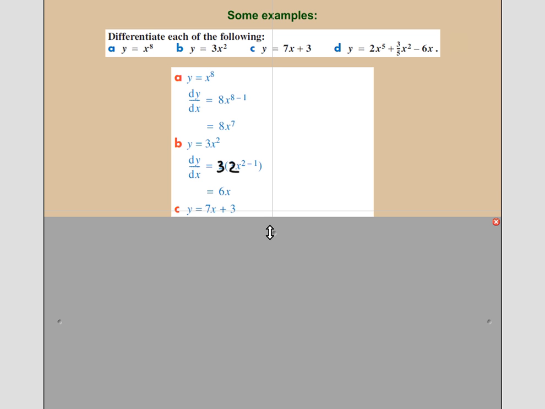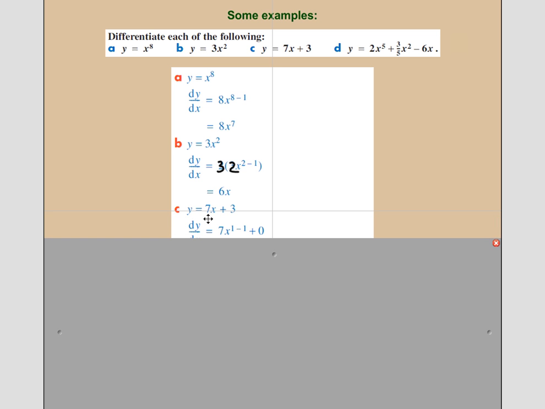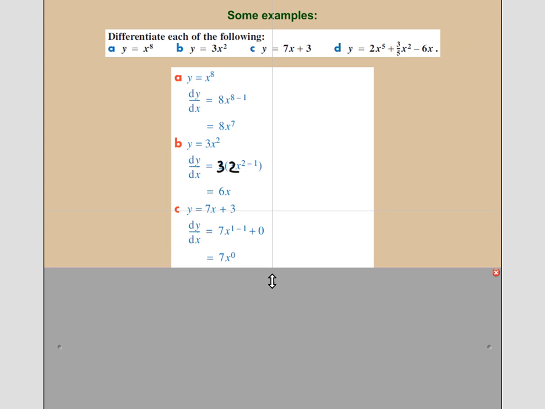The next one, we have the sum of two parts, so we simply find the derivative of each part. The first one, it's x to the power of 1, so it's going to be 7 times 1. Then we subtract 1 from the power, which gives us x to the naught, and of course x to the naught is 1, and the derivative of a constant we said before is 0. So the answer then is 7 times x to the naught, which of course is 7. If you think about it, that's the equation of a straight line. It's in the form of mx plus c, and of course the m, which is the coefficient of x, is the gradient. For a straight line, the gradient is always constant.